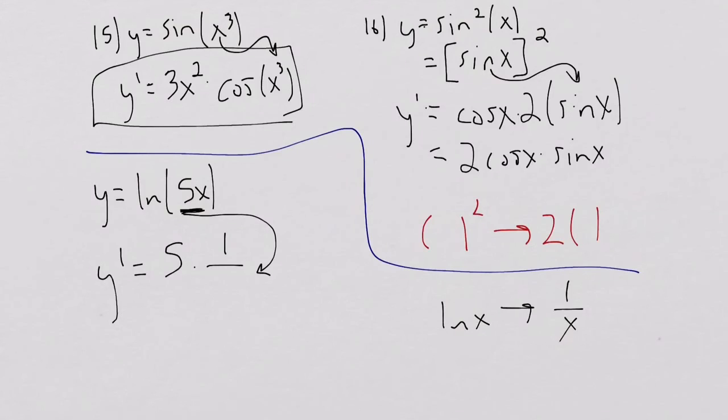People like to see ln, oh, the derivative is 1 over x. No, it's 1 over of. So I get my 5x like this. That gives me 5 over 5x, which simplifies to 1 over x because the 5's cancel.